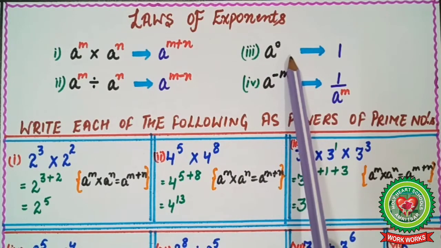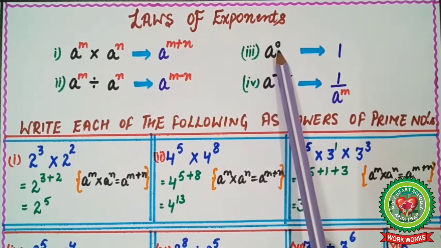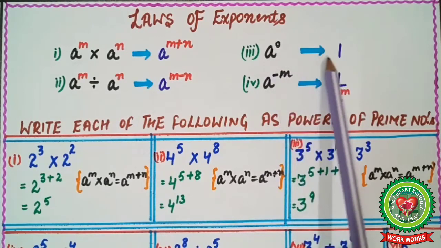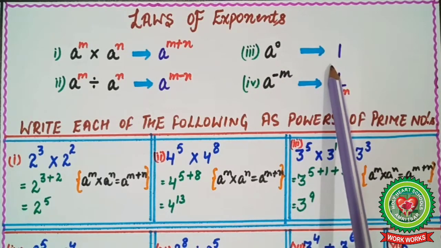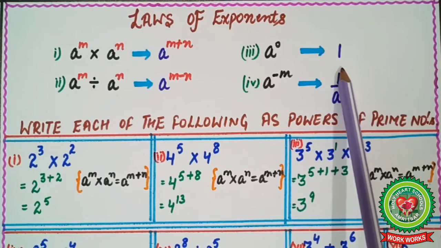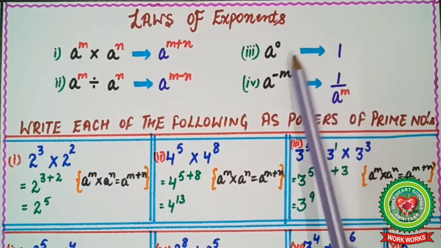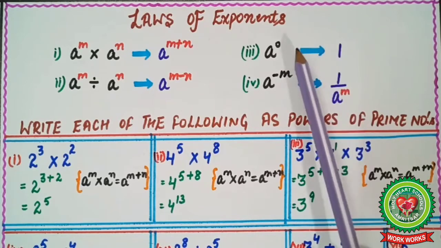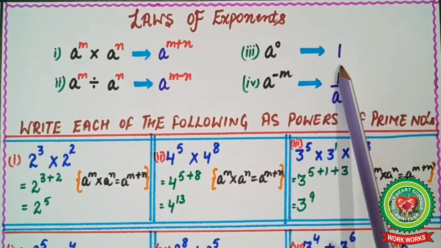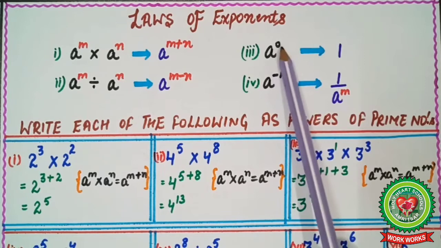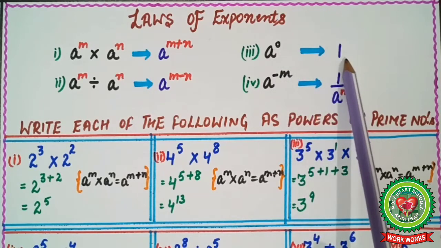Next, the third one is a raised to power 0. When we are given any base and the power is 0, the answer will directly be 1. For example, 2 raised to power 0, the answer will be 1. 5 raised to power 0, the answer will be 1. 100 raised to power 0, the answer will be 1. So any number raised to power 0, the answer will be 1.